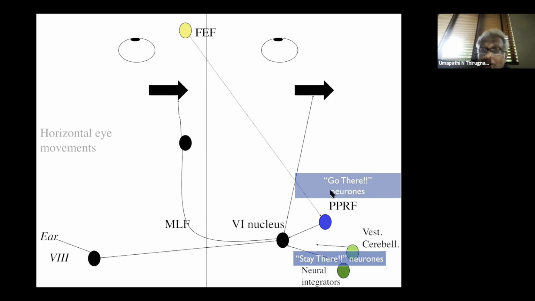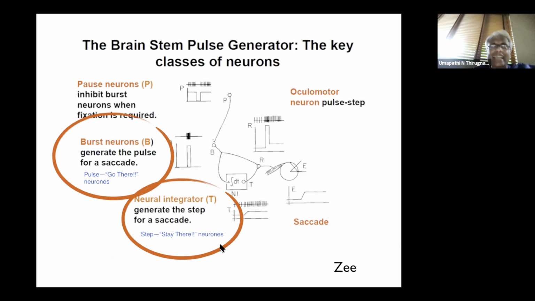So these go there neurons are discrete structures in various locations. For example, in the pons, there's a structure called PPRF. What PPRF stands for doesn't matter. You don't really need to memorize all these things. Just remember there are structures that convert these signals, and they are go there neurons. Now this signal is then sent to the 6 nucleus. But the go there neurons by themselves cannot function, because go there neurons is just go there. It's almost like the first gear of your car. It allows you to accelerate, but it doesn't allow you to maintain the position. So you need a second set of neurons called the stay there neurons.